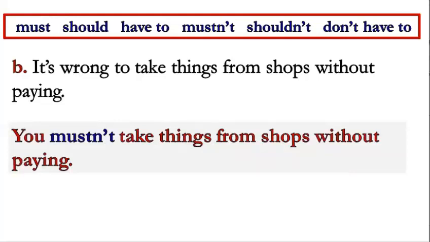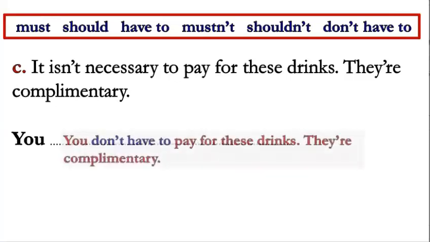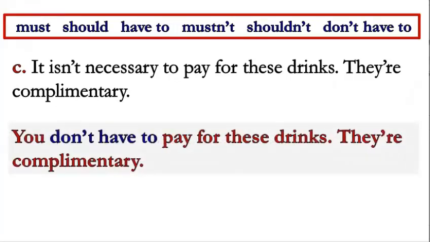C. It isn't necessary to pay for these drinks. Something is not necessary. Of course, we studied that if something is necessary, I say have to. But if it is not necessary, it is the negative of have to, so you don't have to pay. You don't have to pay for these drinks. They are complimentary. I mean, they are free.